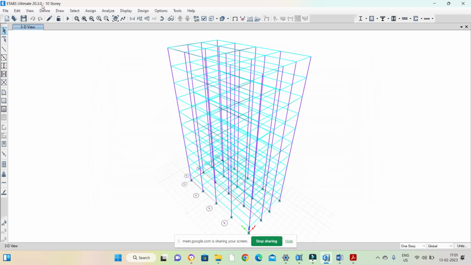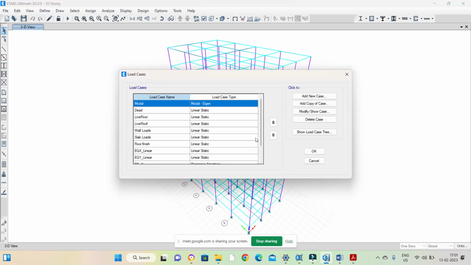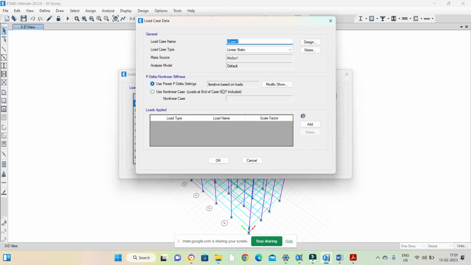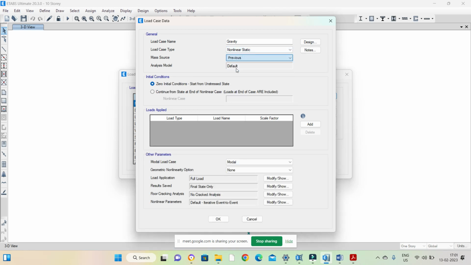Before running, let me create the pushover load case. You have to go to load case, then first you have to create one nonlinear gravity load case that I'll discuss later on. Let us name it gravity, and here instead of linear static you have to select nonlinear static. Mass source you can select whichever mass source you have defined, and it will start from zero condition. And here all the gravity load will come.